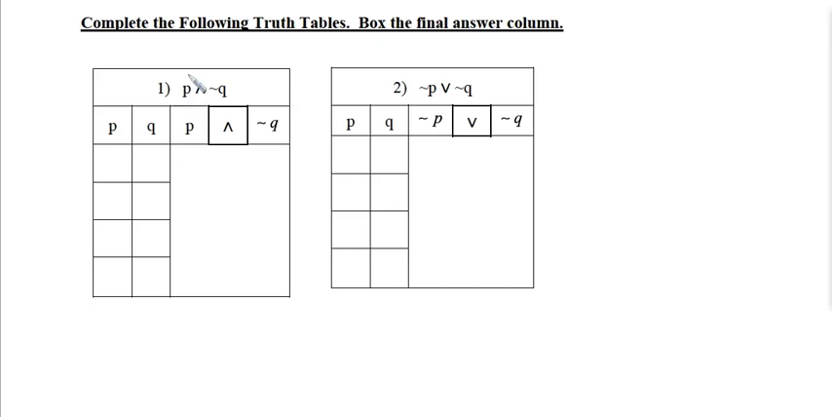So for number one, it says complete the following truth tables and then box the final answer column. So we would read this as P and not Q. So in looking at this, we have our two statements, P and Q. And so our cases are going to be with P and Q only. We only need two of them. So the first step is always to identify how many cases you have and to fill those in.